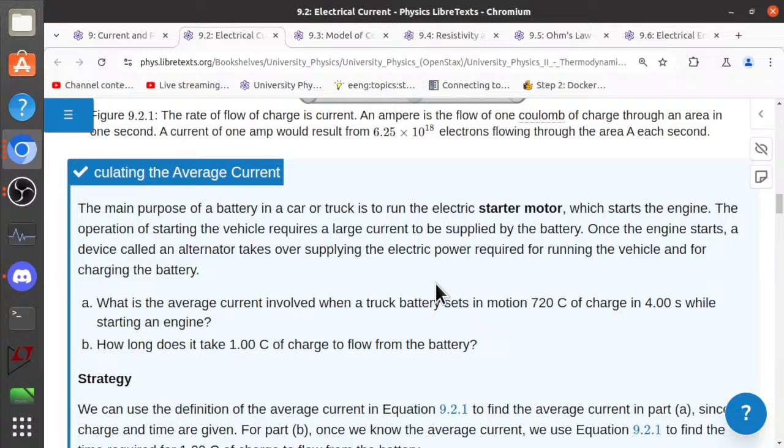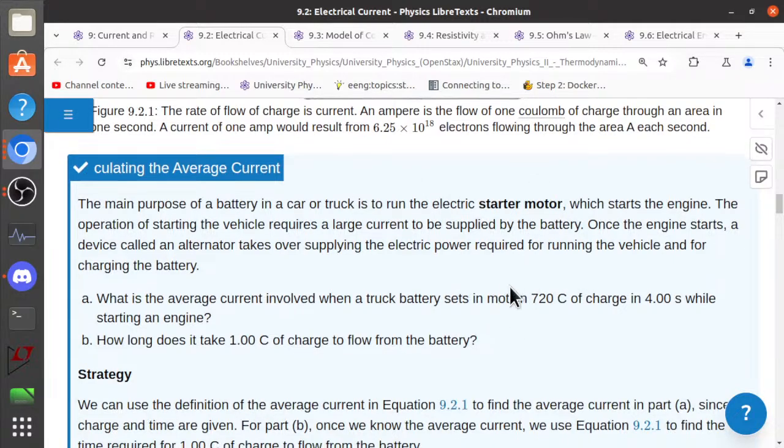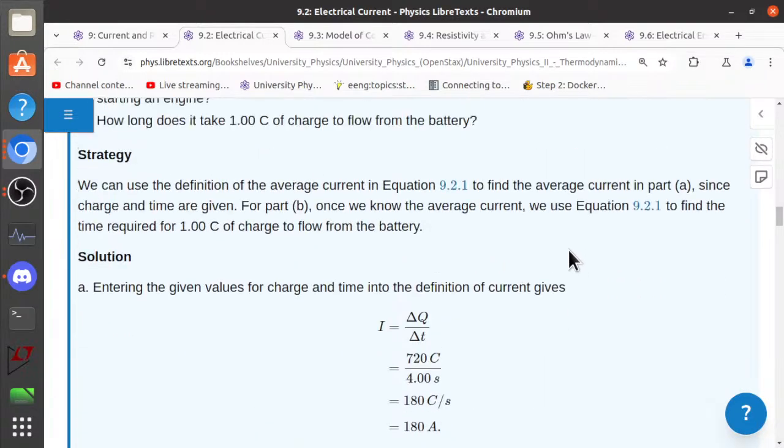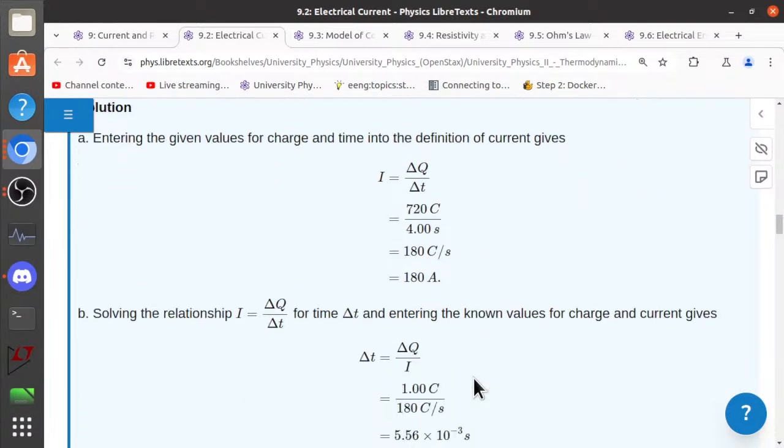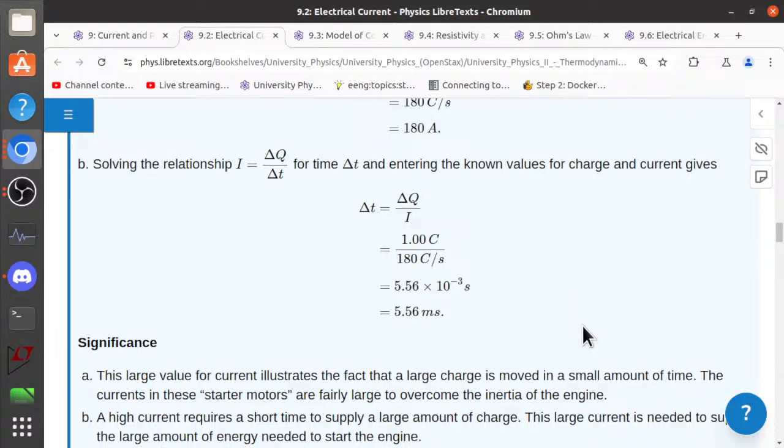And now the question is, how long does it take to discharge or to transport 1 coulomb from the battery? 1.5 milliseconds. Okay, are you sure? 1 over 180 seconds. 1 divided by 180 seconds. So let's see. This is clear, right? Delta Q divided by delta T, 180 amperes. So now we have to solve this for the time, right? So delta Q would be 1 coulomb. The time is what we are searching for, and the current is the current we determined here. 5.56 milliseconds. Okay.